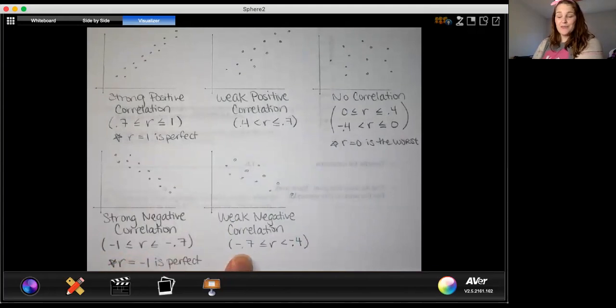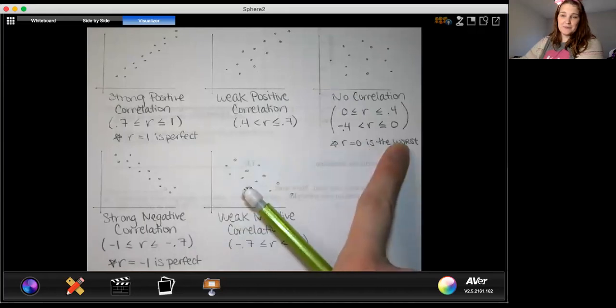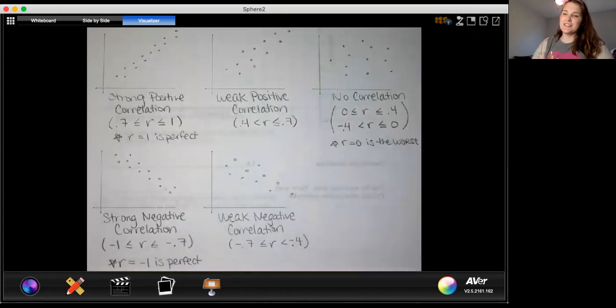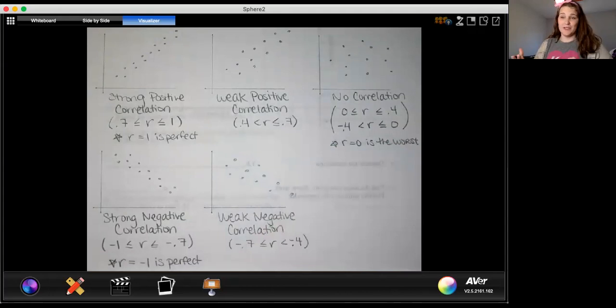And then for weak, we have negative 0.7 to negative 0.4. And then, like I said, back up here, negative 0.4 to 0, okay? So, it's a little harder to think about that because technically negative numbers, as they're getting closer to 0, are getting bigger. But just think about it in the terms of those groupings, okay? And again, negative 1 would also be considered perfect. So as it gets closer to 1 or negative 1, it is perfect or great data.